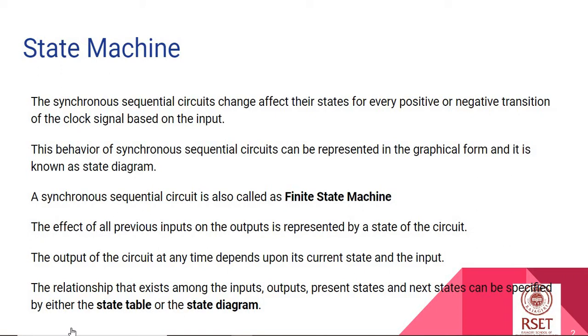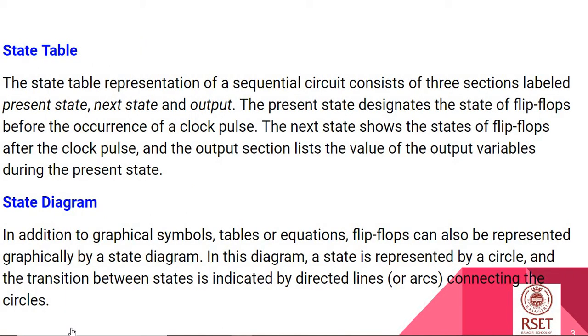The effect of all previous inputs on the output is represented by a state of the circuit. The output of the state at any time depends upon its current state and the input. The relationship between the inputs, the output, the present state, and the next state can be explained using a state table or a state diagram. So what is a state table? A state table in general is a table that represents the relationship between the present state, the next state, and the output. And we can graphically represent the same information using a state diagram.